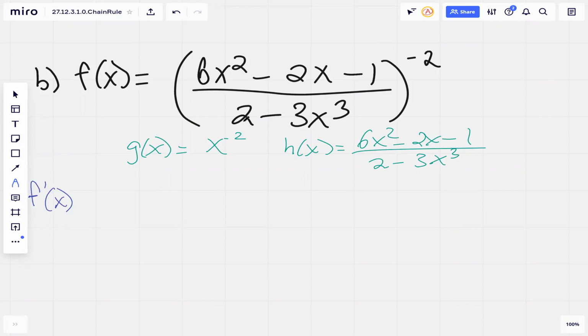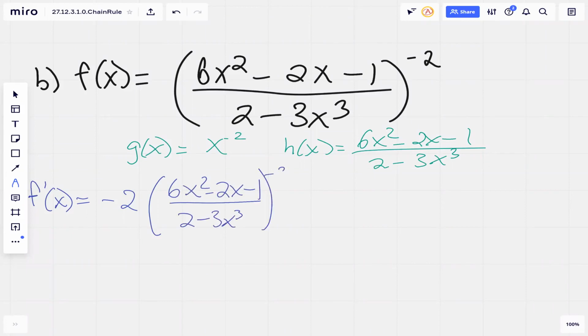All right, so we're back to the pen. So now I can write on the board f prime at x equals, what's g prime? Negative 2x. So we're going to plug our h in. So 6x squared minus 2x minus 1 all over 2 minus 3x cubed raised to the power 3. So now we need to take the derivative of our h.